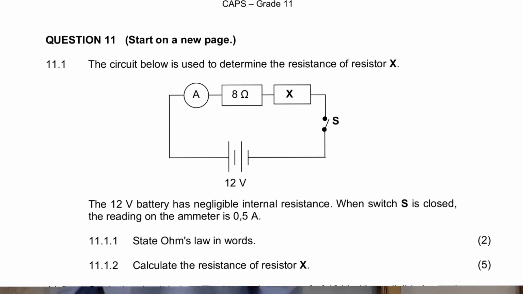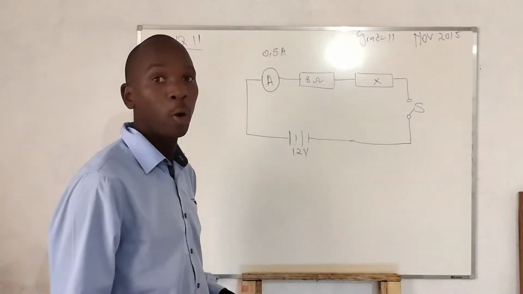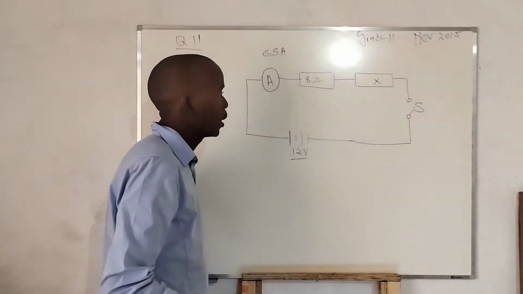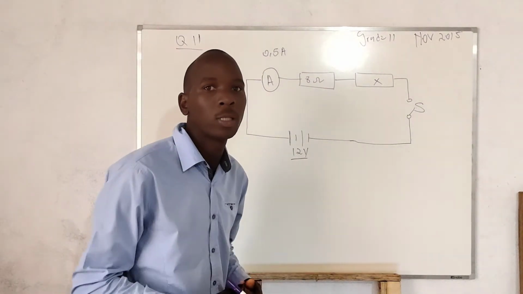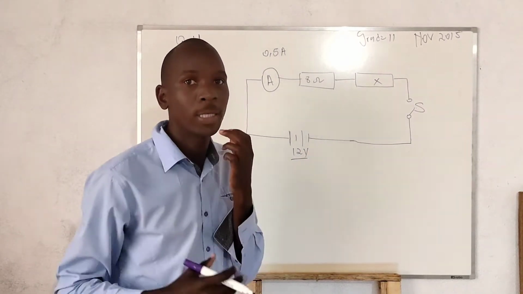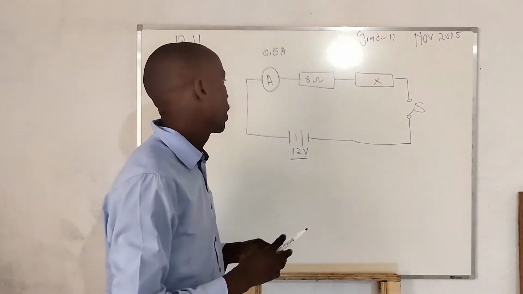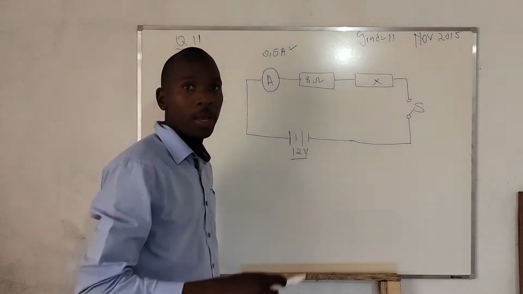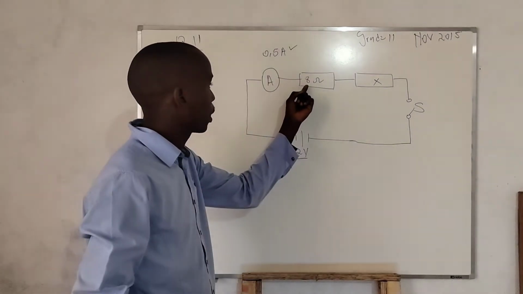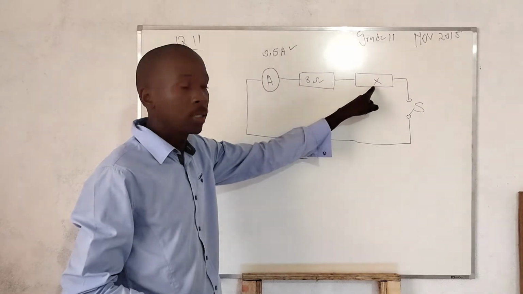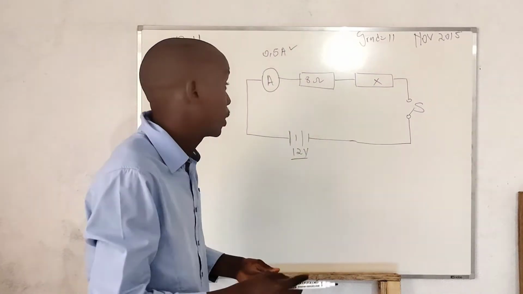The electrical circuit has an EMF of the battery of 12 volts. As you can see, the EMF from the battery is 12 volts, and there is no internal resistance. I'm starting with grade 11's circuit because there is no internal resistance in grade 11. The total current is 0.5 amperes, and then we have a resistor of 8 ohms and a resistance X. We don't know that resistance.